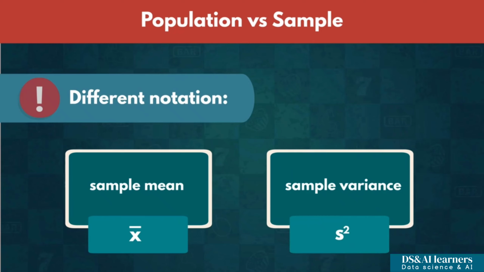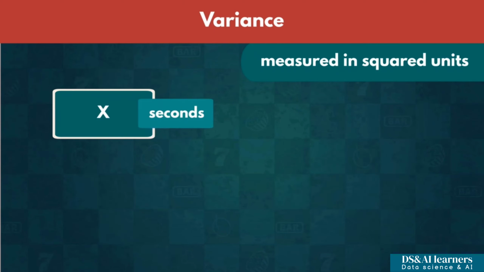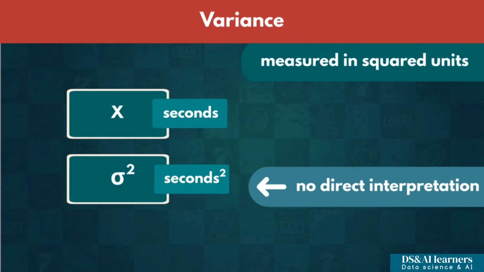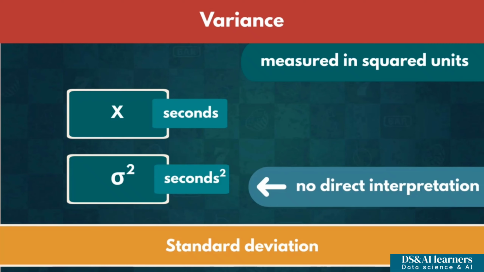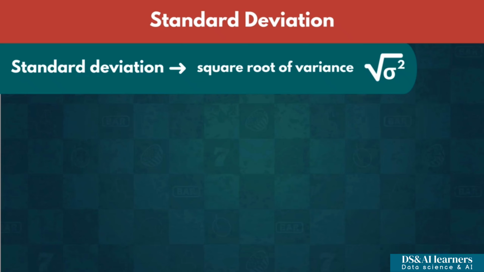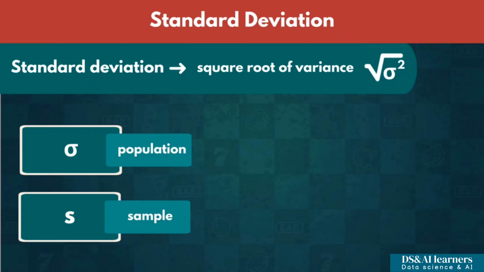One flaw of variance is that it is measured in squared units. For example, if you are measuring time in seconds, the variance would be measured in seconds squared. Usually there is no direct interpretation of that value. To make further sense of variance, we introduce a third characteristic of the distribution, called standard deviation. Standard deviation is simply the positive square root of variance. As you may suspect, we denote it as sigma when dealing with a population and as s when dealing with a sample.